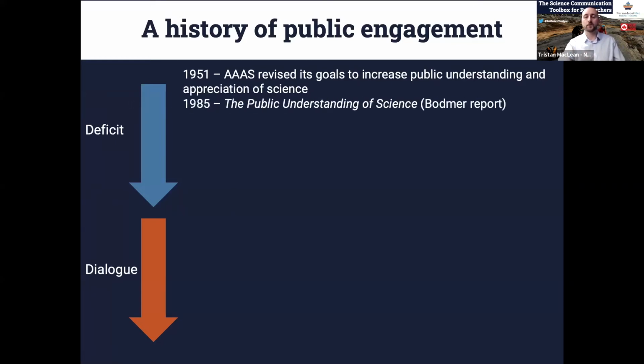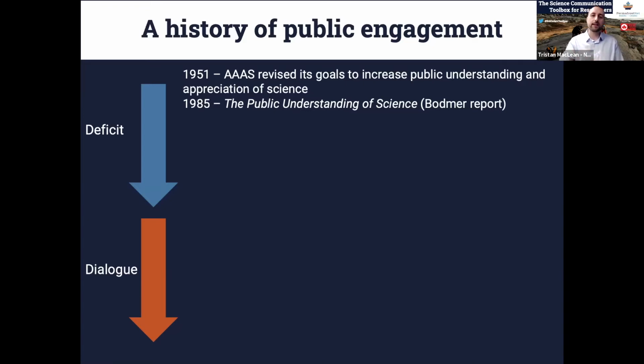Moving much closer to the present day, in the UK, in 1985, the Royal Society published a report on the public understanding of science. This is often referred to as the Bodmer Report. And similarly in this, it was stated that scientists should consider it their duty to communicate to their fellow citizens about their work and its importance.